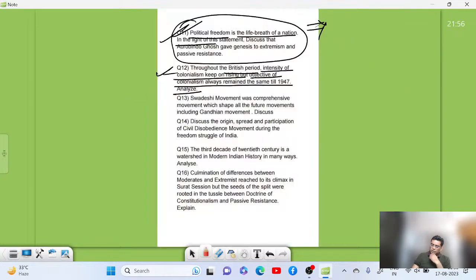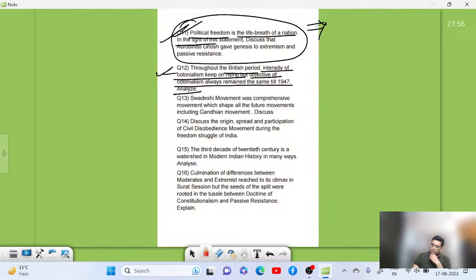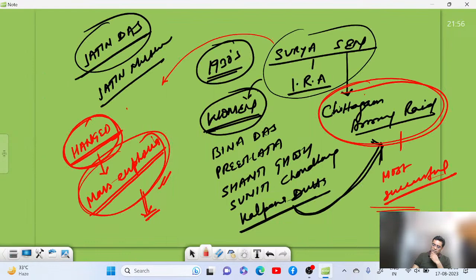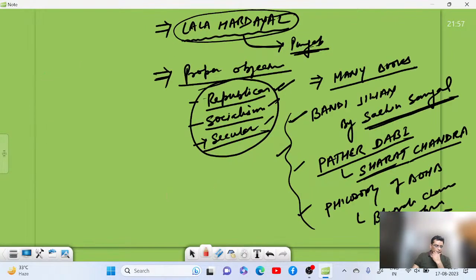So the intensity of colonialism kept on changing, but the objective of colonialism always remained the same, and that is the exploitation of India.